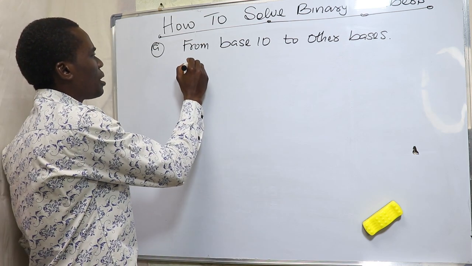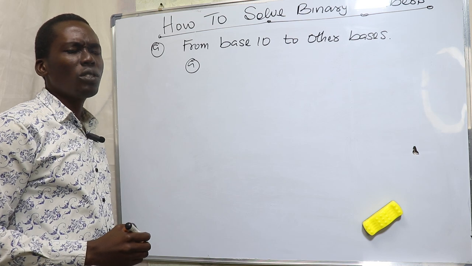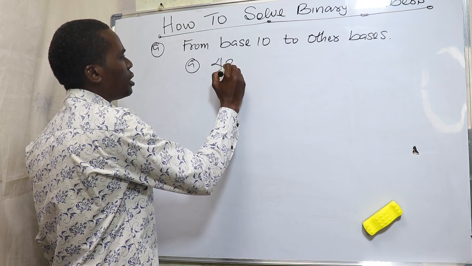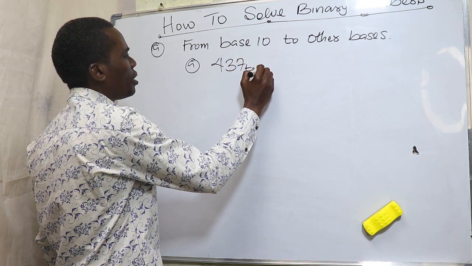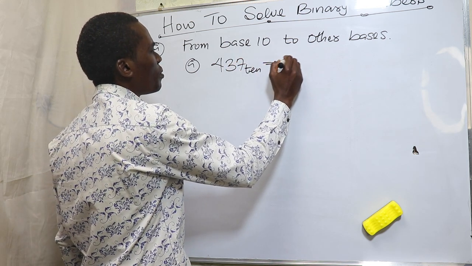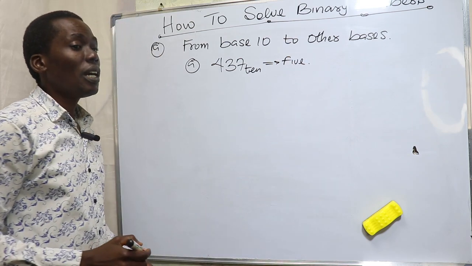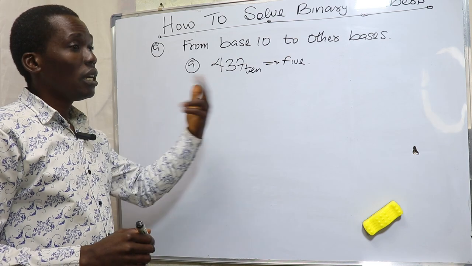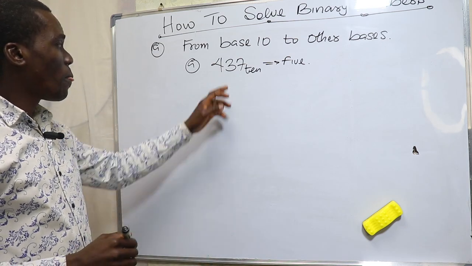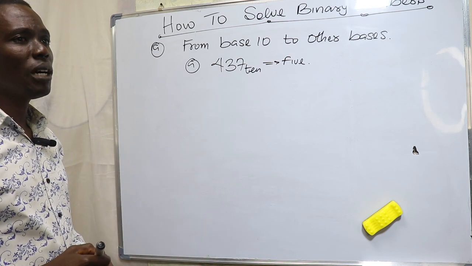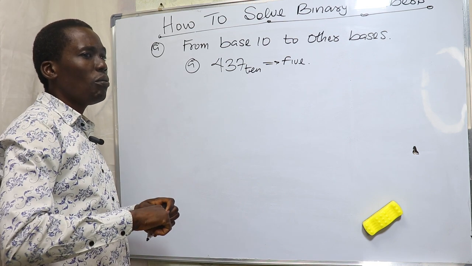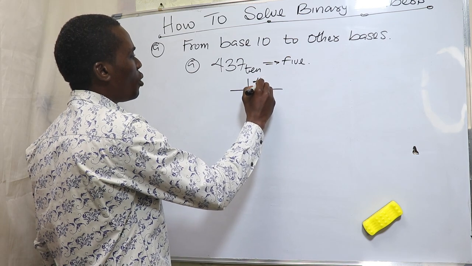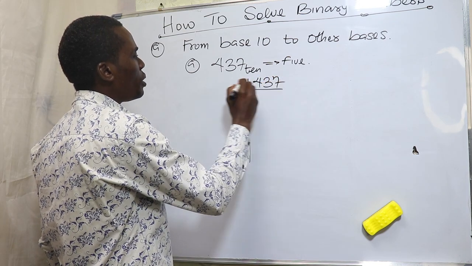So let's take the first example. The first example, they tell us to change 437 in base 10 to base 5. Now remember that base 10 is the normal number we use for our normal daily calculation. Now if they ask you to change this base 10 to base 5, what we will do is multiple what? Division. That means we will divide 437 by what? By 5.